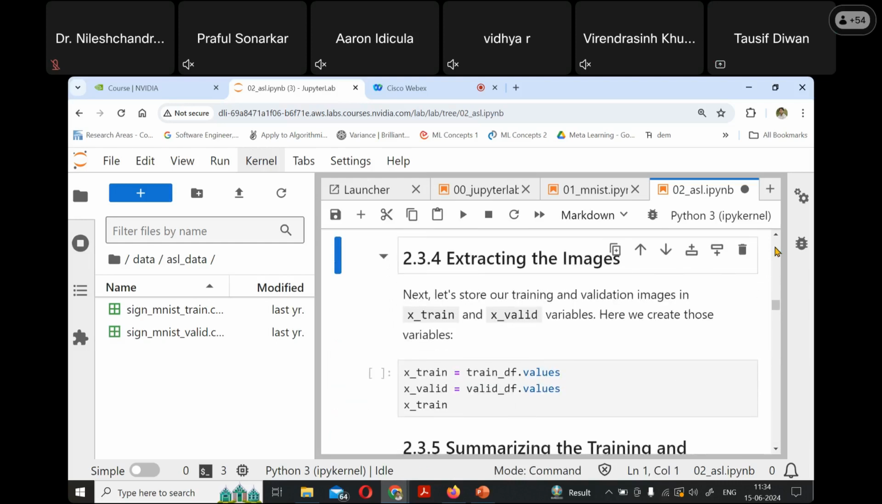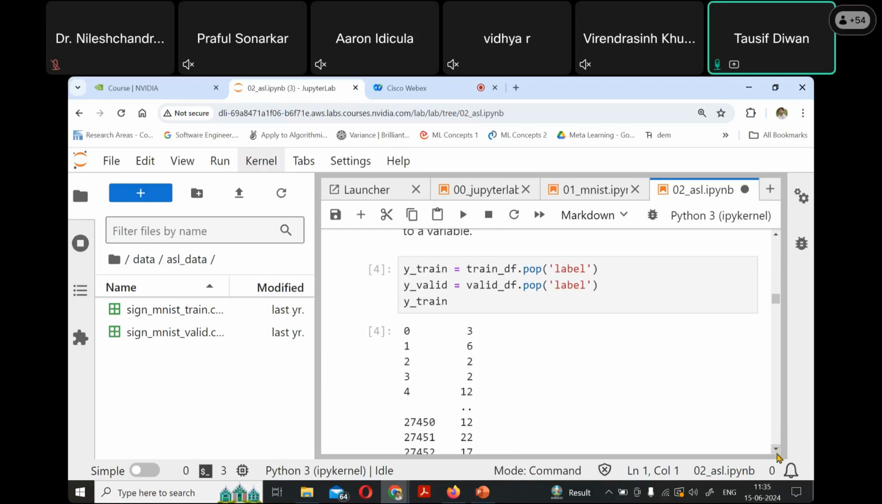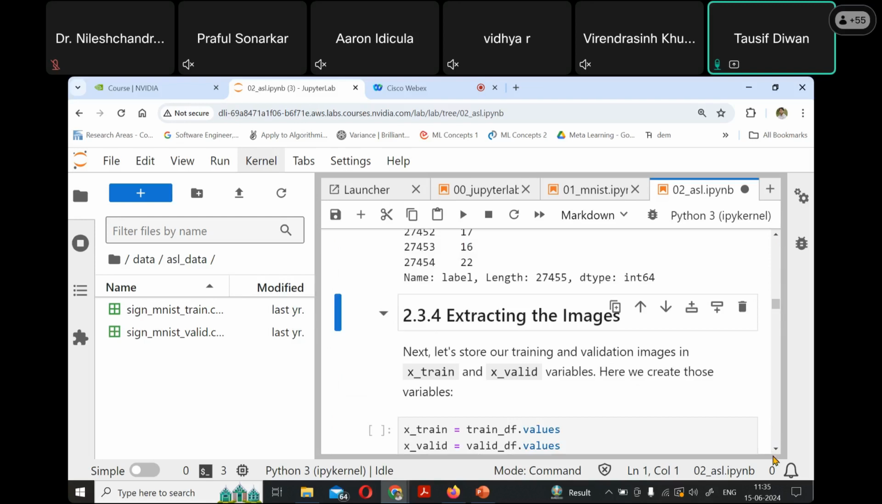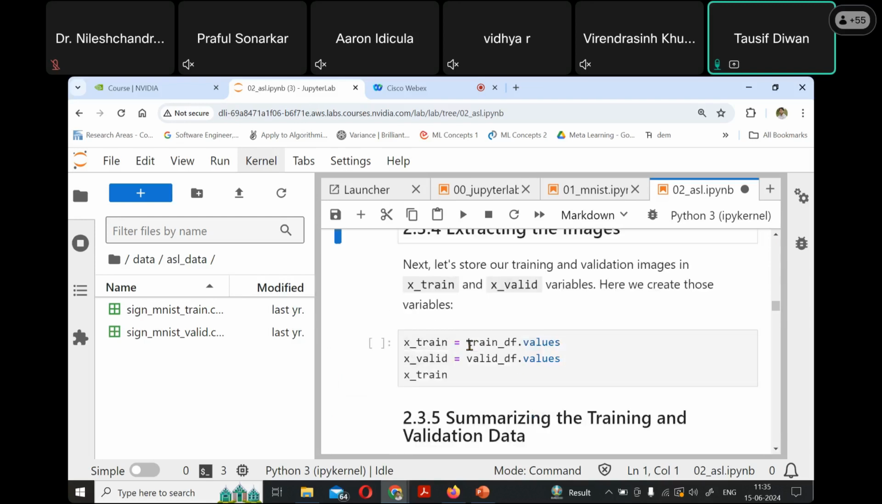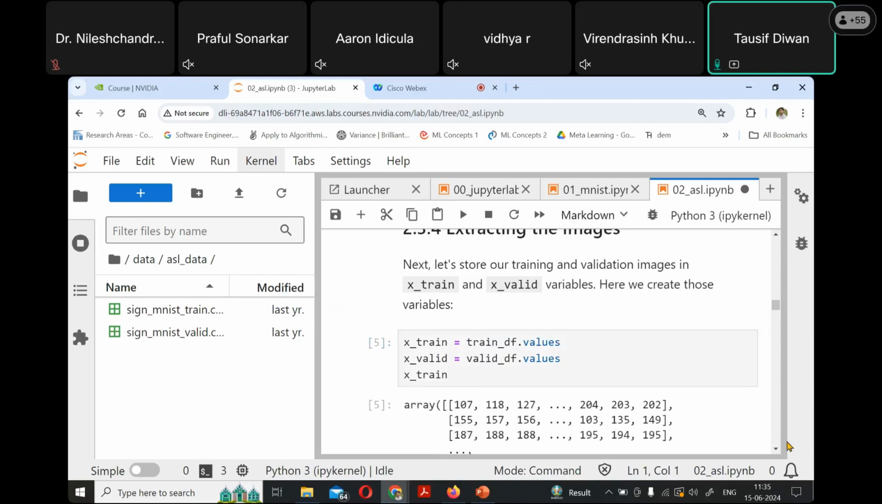Now we have defined two variables, y train and y validation. Now I need to define x train and x validation. See, we popped one column, and the remaining everything is nothing but x train and x validation. So the remaining values of train df are my training set images, and the remaining values of validation df are my validation set images. Fine.